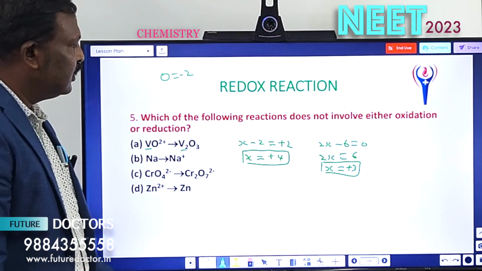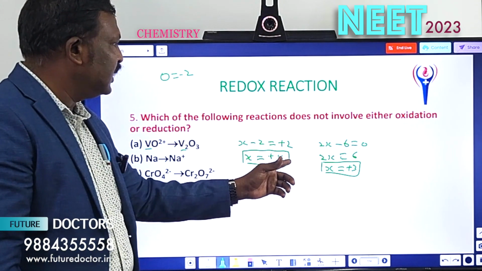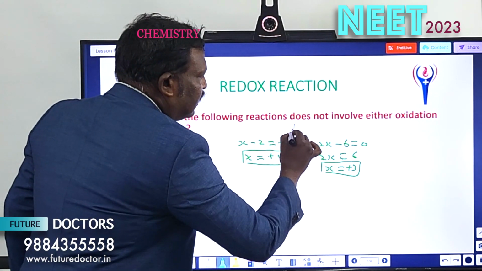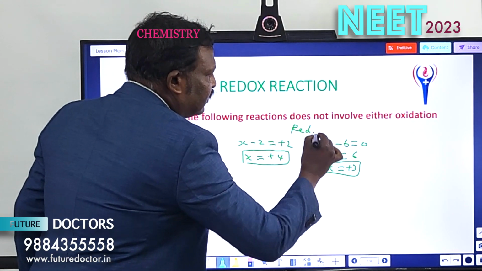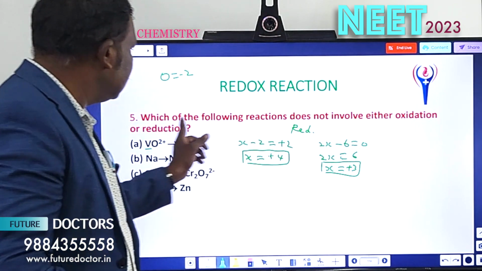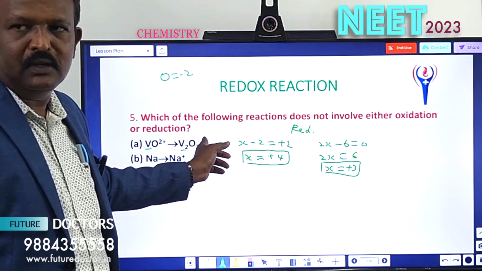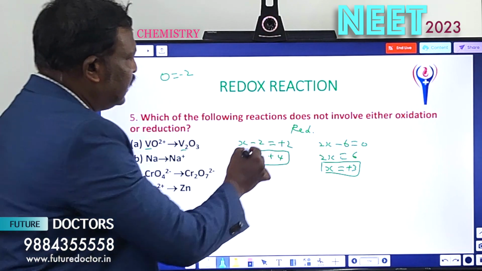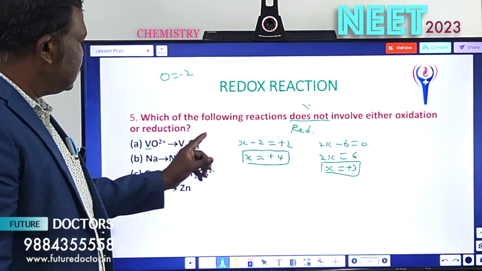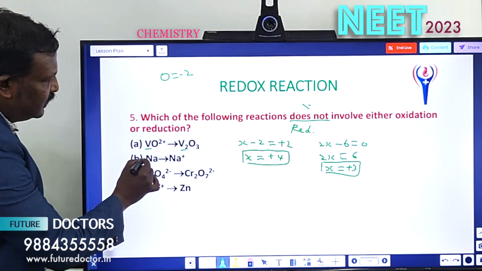What happened here? +4 becomes +3, the number decreases, so it is a reduction reaction. But the question asks which reaction does not involve either oxidation or reduction, and the first reaction is a reduction reaction. So you have to find out for both. Suppose here also, see the second one.